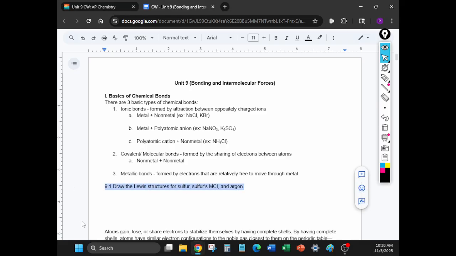Okay, let me give you guys about 2 minutes. See if you can draw the Lewis structures for sulfur, sulfur's most common ion, and argon. Go ahead and try 9.1. I'll give you about 2 minutes. You'll probably need your periodic table, so take a look at that. But we'll go over it in a second.